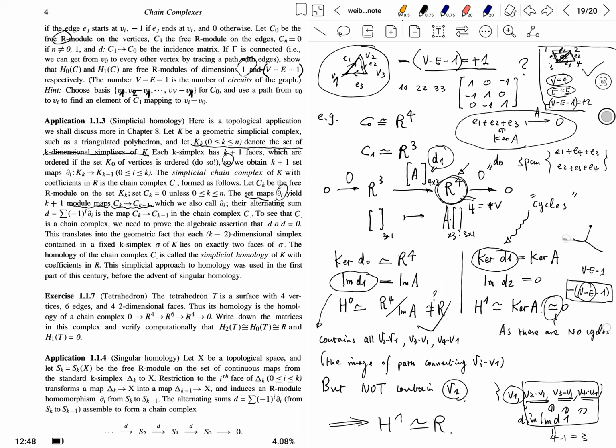But once you have a circle, the number of edges increases by 1, and the number of vertices doesn't change. In this case, it will have one circle, and consequently it will have dimension 1. If you have one more circle, it will increase the number of edges again, but the number of vertices is the same, and you have dimension 2. To summarize, computing will give you dimension V minus E minus 1. Change sign. Okay.